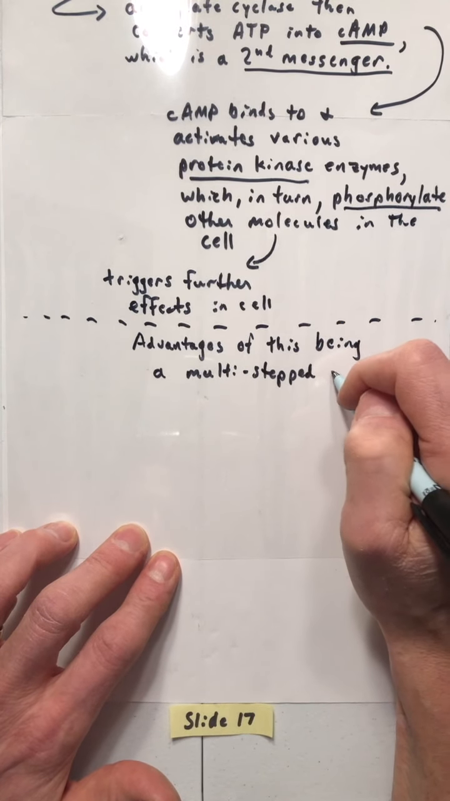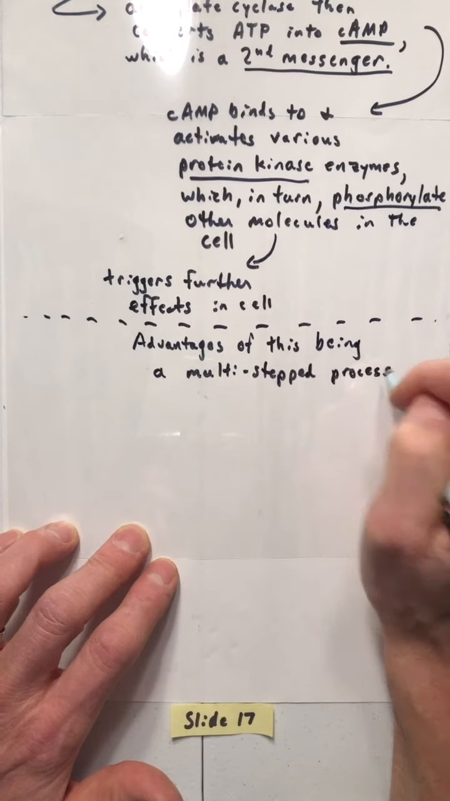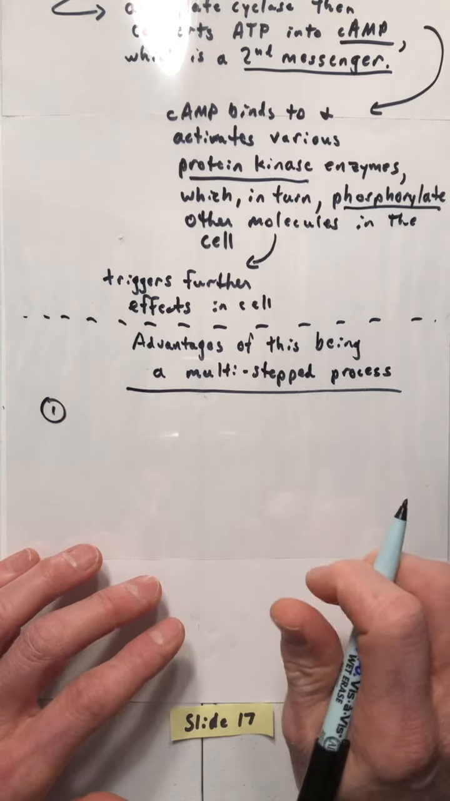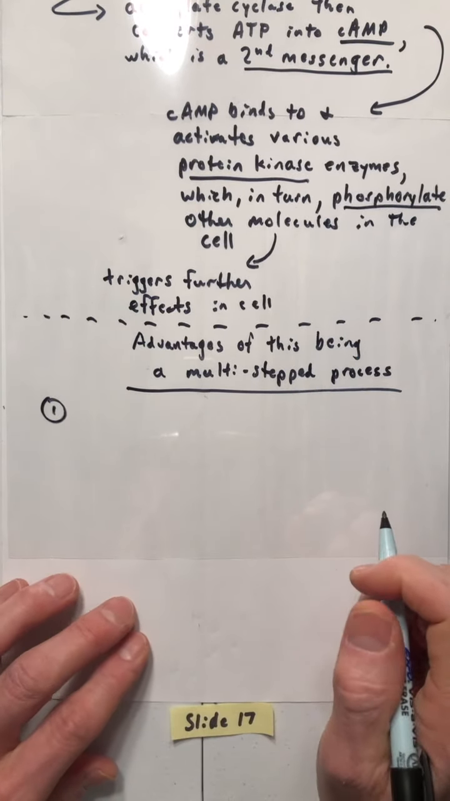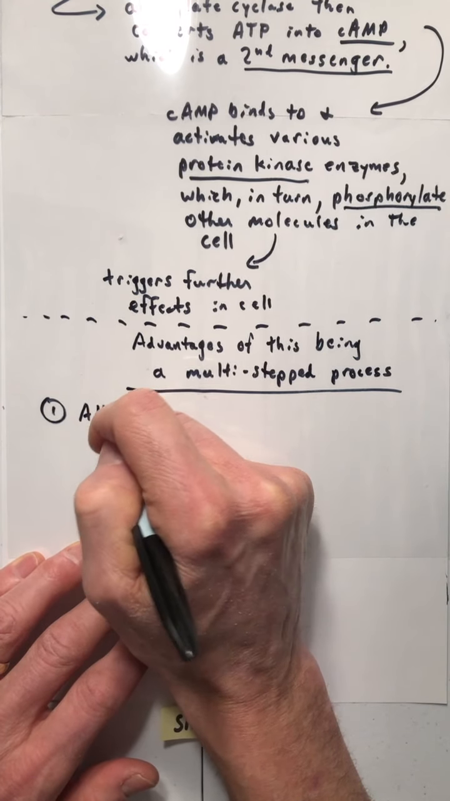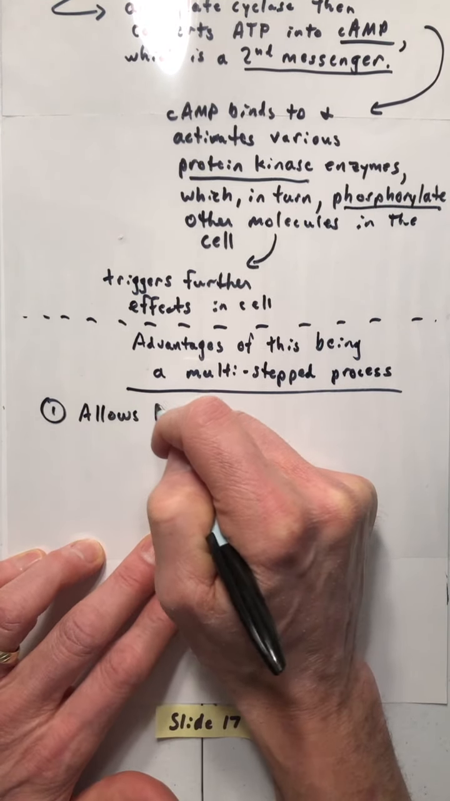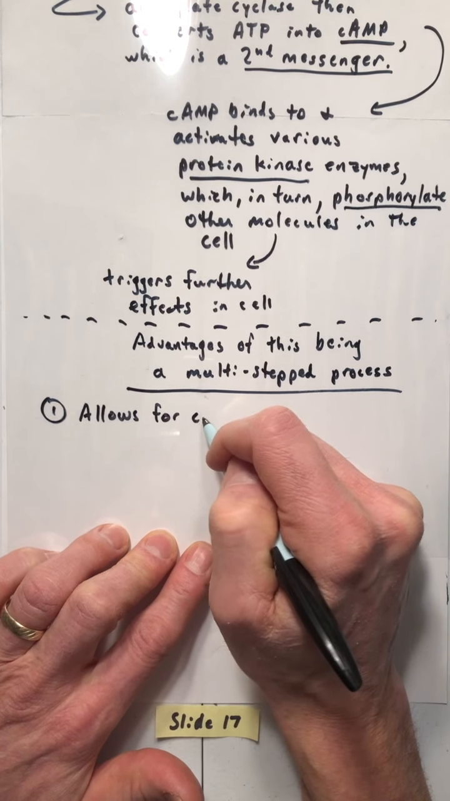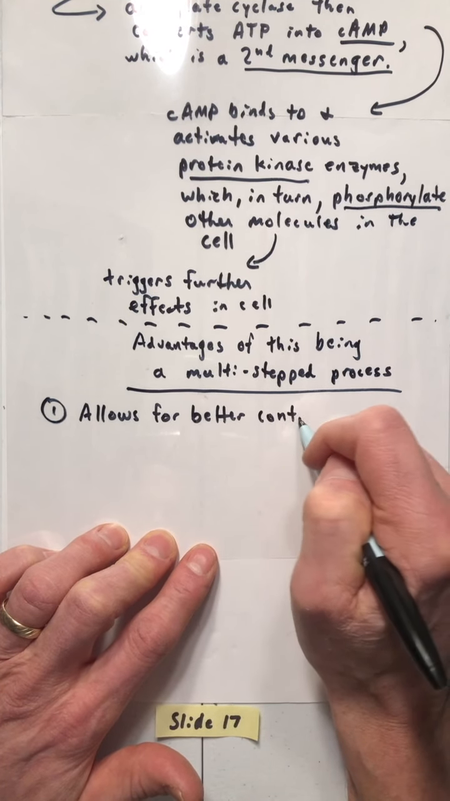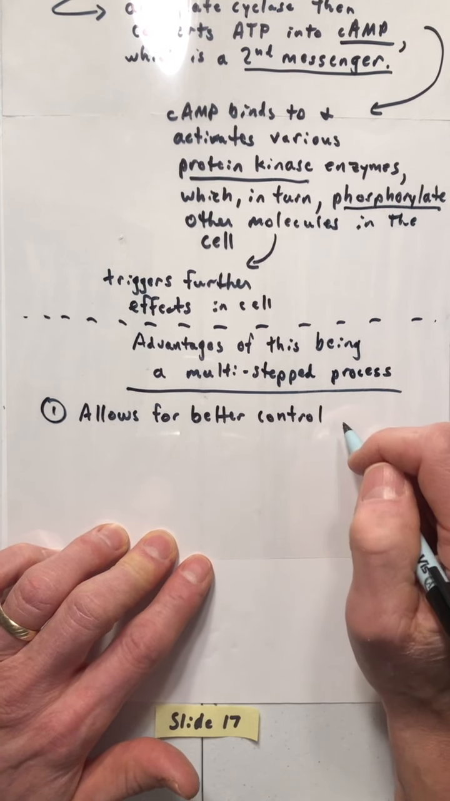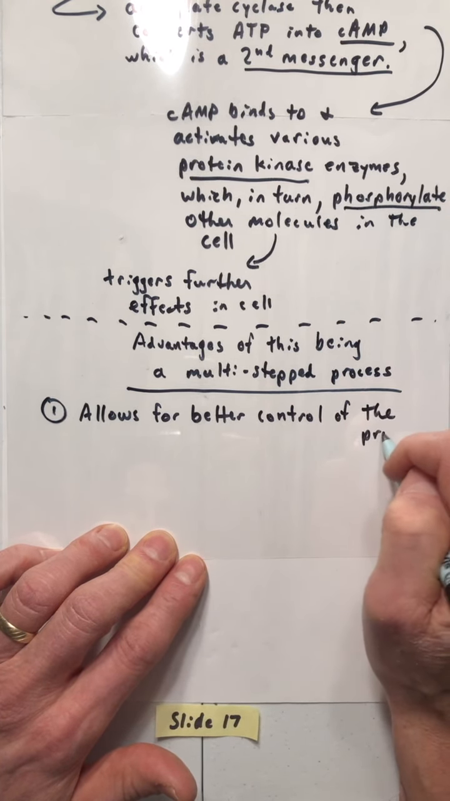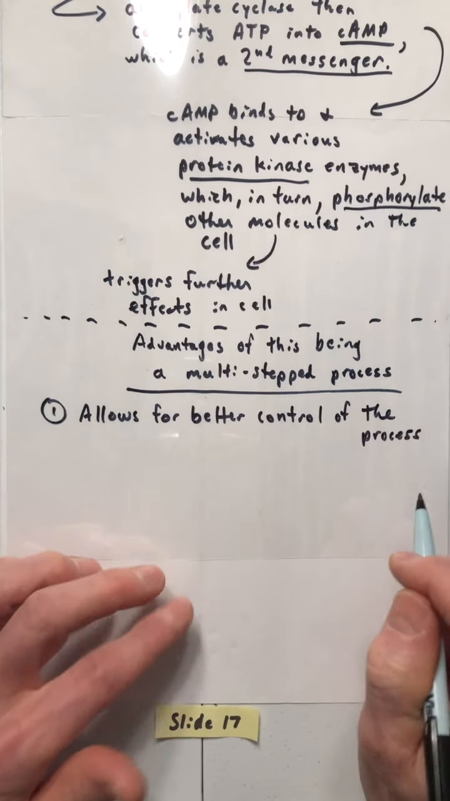Why not just have one step? I can think of two things. Number one, it allows for more places where we might tweak this mechanism and fine-tune it, control it. So this allows for better control of the process. I'll give you an example in just a minute of how that might play out. There's lots of places where we can tweak this, okay?